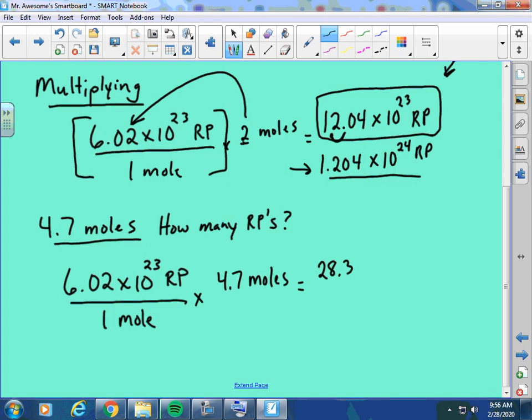And then don't forget, this is another mistake people make. They do that regular multiplication and think, I'm done. Not yet. We multiplied by scientific notation, so we've got to add the times 10 part onto it. And in this case, it's times 10 to the 23rd. So your answer is 28.3 times 10 to the 23rd representative particles. Or you might see it written as 2.83 times 10 to the 24th.